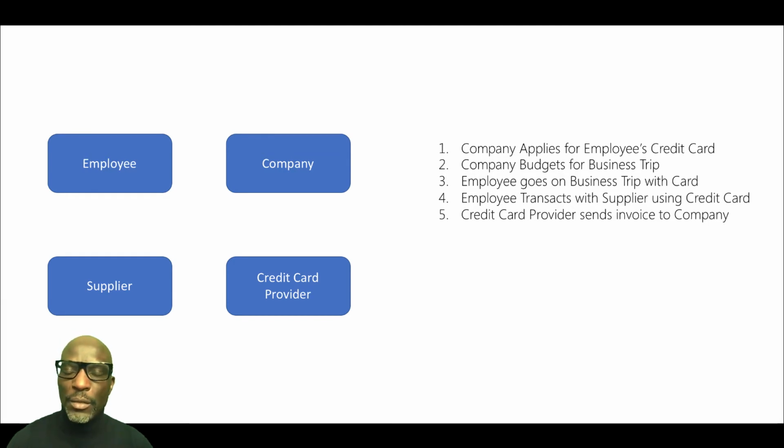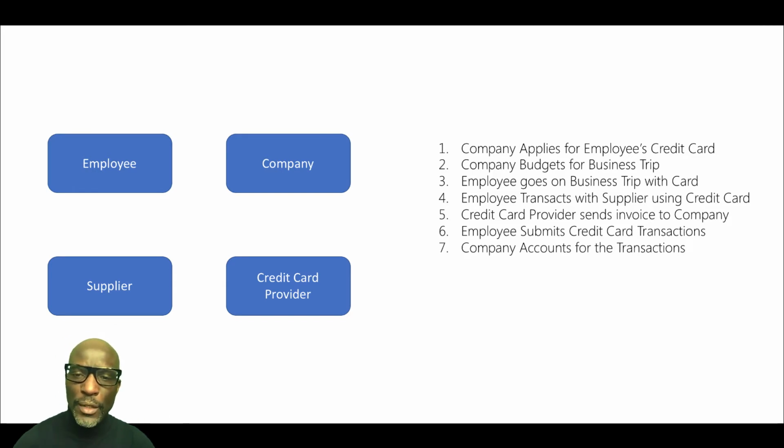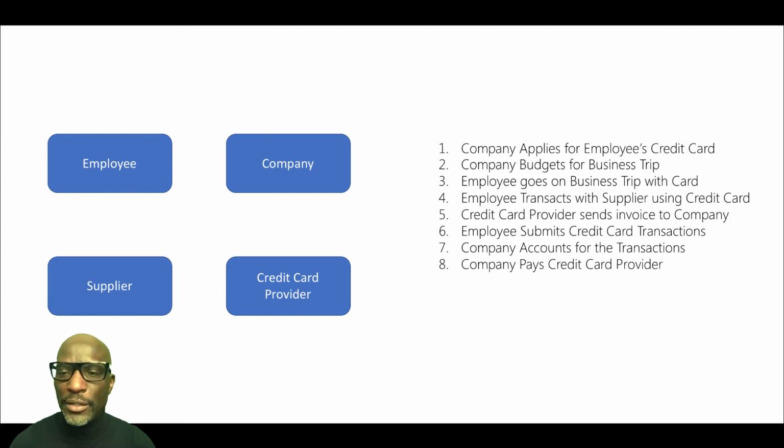Once the transactions are completed for the period, the credit card provider will send an invoice or a statement to the company, and the employee will then submit the credit card transactions to match the statement that is sent by the credit card provider to the company. The company accounts for the transactions, and the company pays the credit card provider by the due date. The credit card provider then pays the supplier.